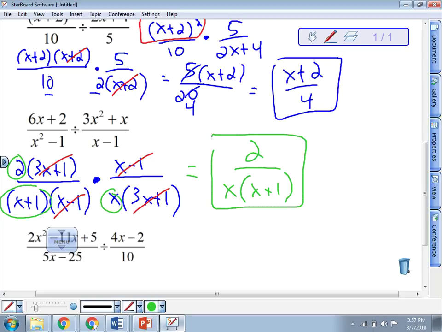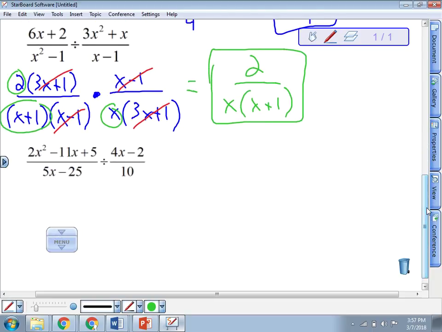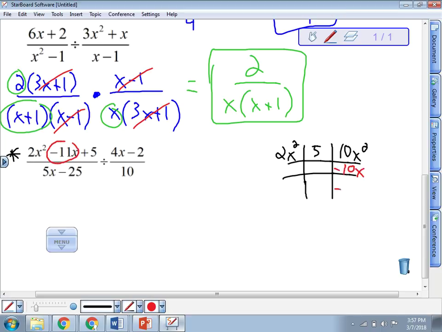There's your final answer. One more. Why not? For the first one, we got this right here, and we're going to have to use tic-tac-toe. Don't forget about tic-tac-toe. When I tic-tac-toe, it becomes 2x squared times 5, which gives me 10x squared. So it has to multiply to 10x squared, but add up to negative 11x. So there's my negative 10x and my negative 1x. And then I fill in the rest of the chart: 2x times 1x, negative 5, negative 1. And then here are my factors: 2x minus 1, x minus 5.